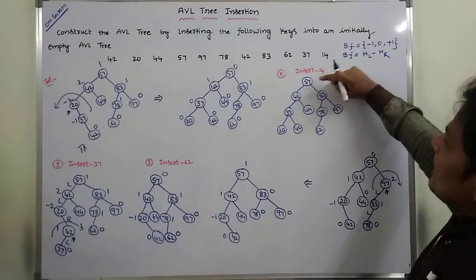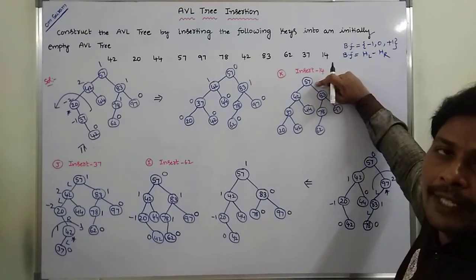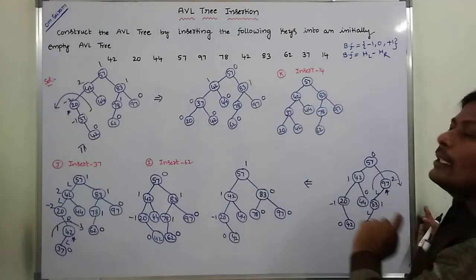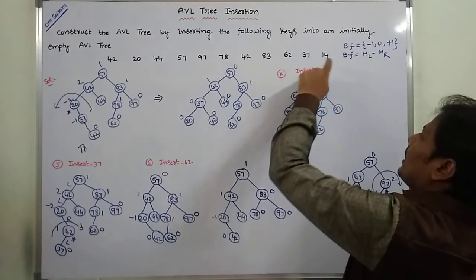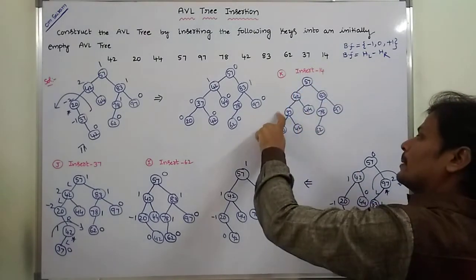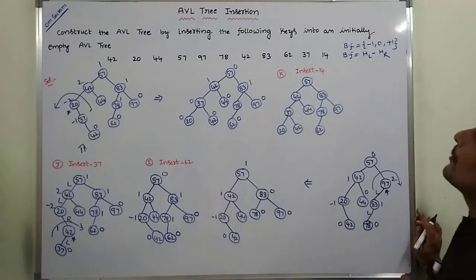Now 14 is compared with 57. 14 is less than 57. Go to the left subtree. Here 42 is there. 42 is compared with 14. 14 is less than 42. Go to the left subtree. Here 37 is there. 37 is compared with 14.